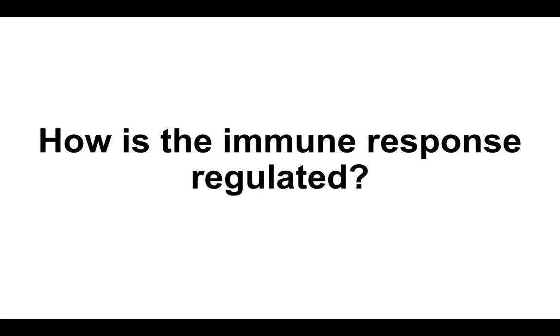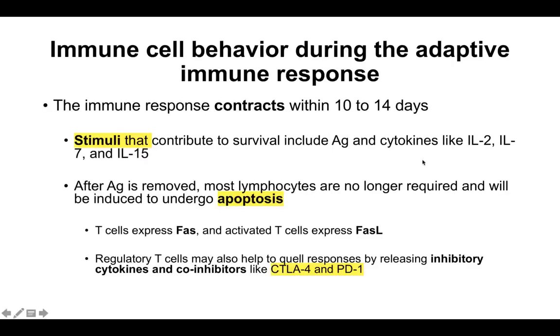How is the immune response regulated? It seems to contract about 2 weeks after activation, and reducing the survival signals like IL-2, IL-7, and IL-15 can help regulate them. They also can be induced to die by apoptosis through Fas ligand signaling, and also inhibitory signals from CTLA4 or PD1, as well as inhibitory cytokines like IL-10.